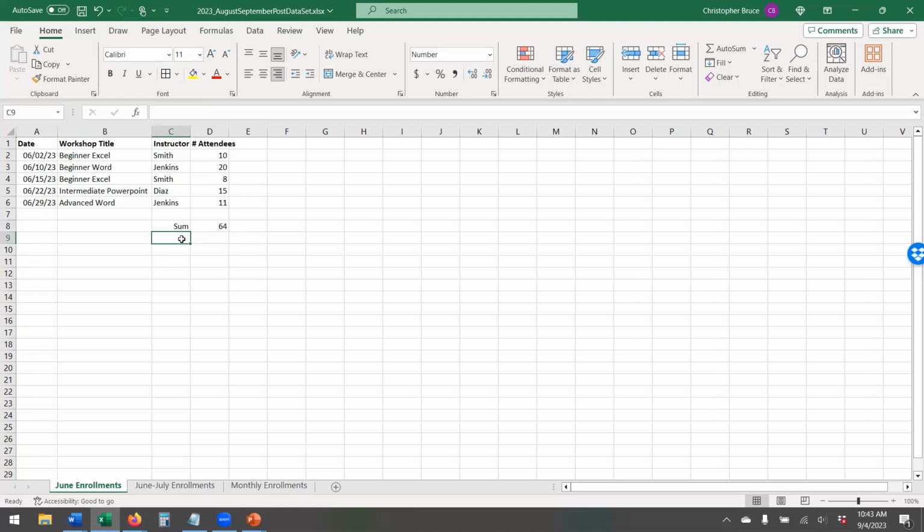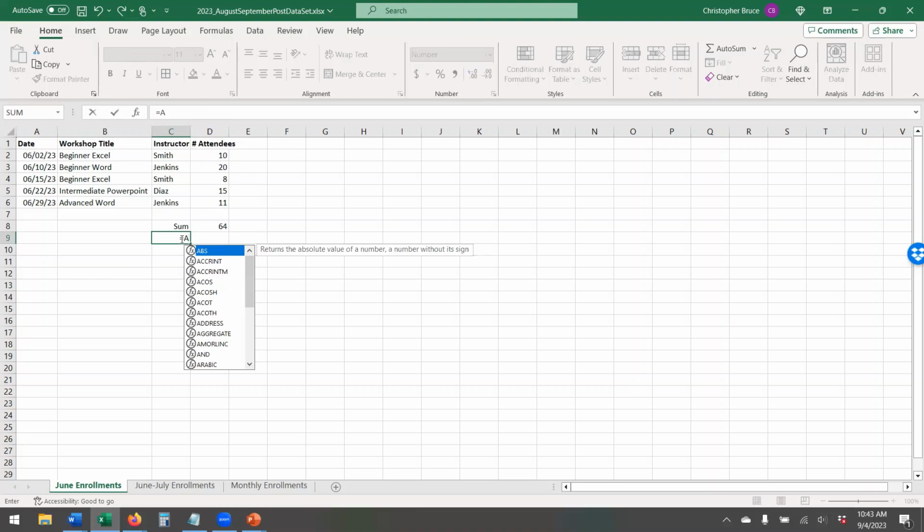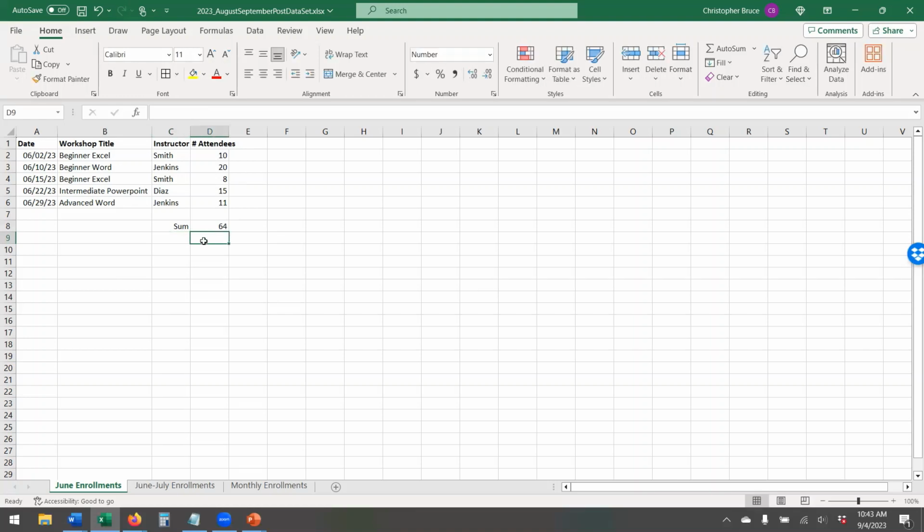Now, additionally, another good number for you to have is an average. Oh, well, actually, before we get to the average, I do want to talk about one other thing here, a whole count versus a distinct count. So we served 64 people, but did we? Was it 64 unique people? People could only take one class and there were no double enrollments? Or did we maybe serve 30 people, right?